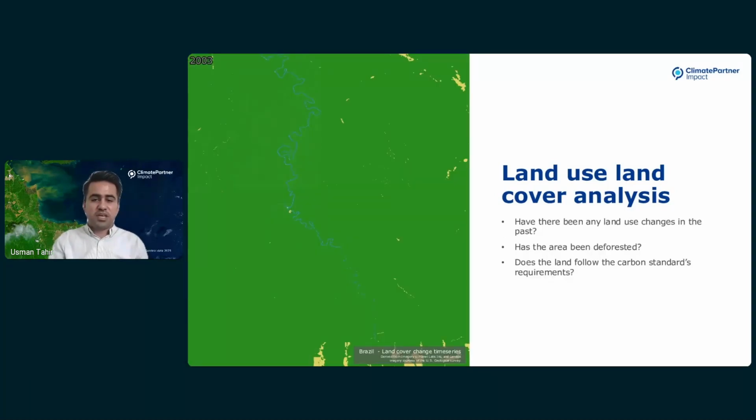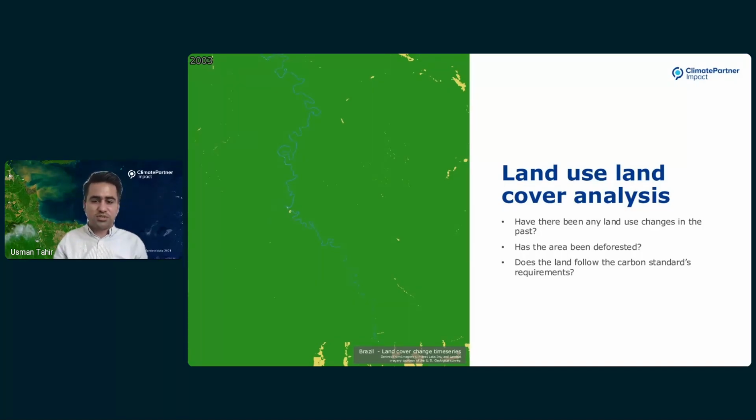So now here is another example of eligibility assessment for a project in which the main goal was to see the eligibility criteria, also to check the additionality, if the project is additional or not, and also to check the performance of the project.